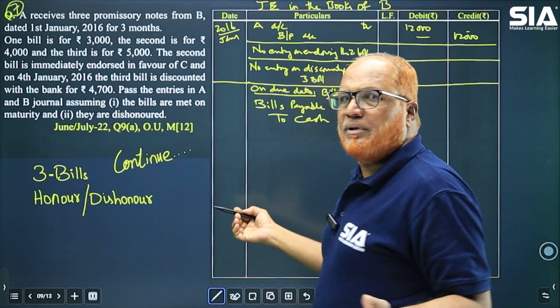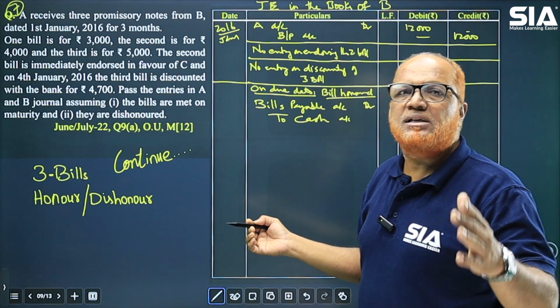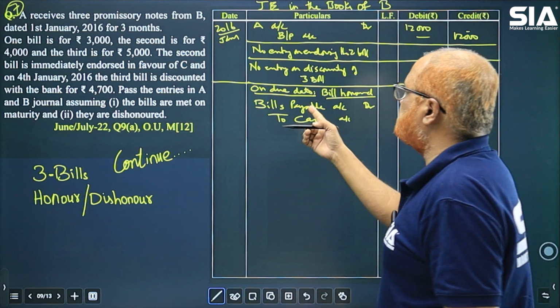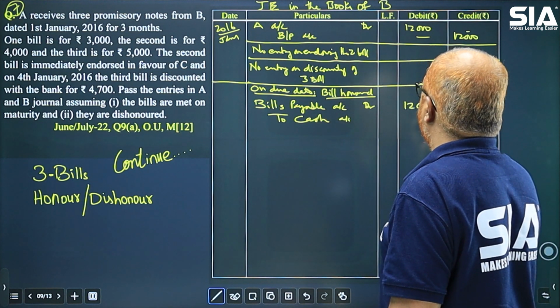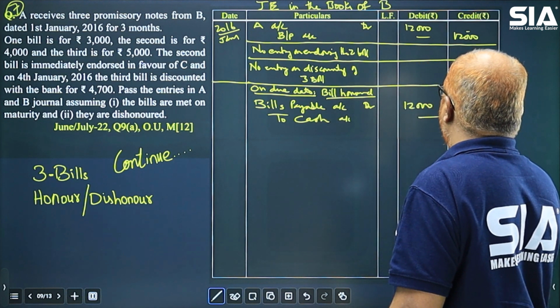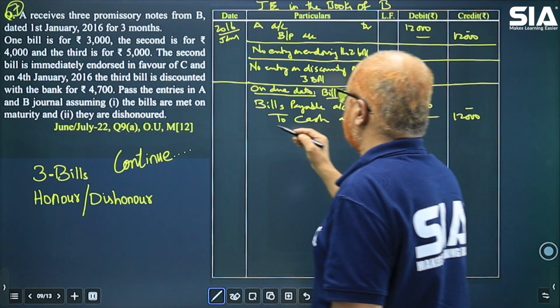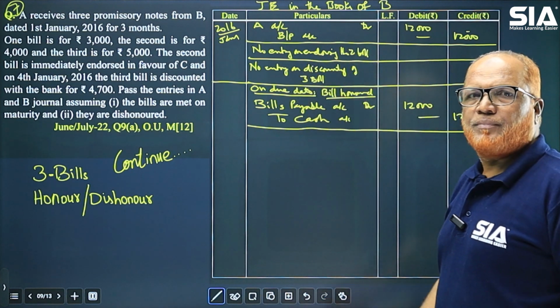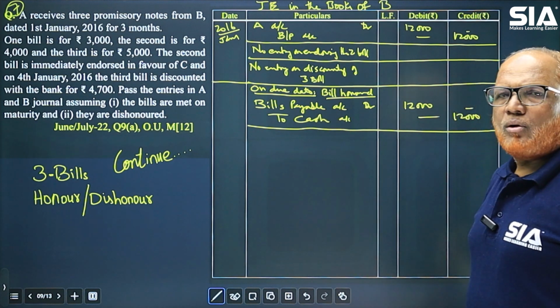So in total, all the three bills he is honoring. He is paying the amount. So bills payable account debit 12,000 and bank account or cash account credit 12,000. You can write cash or you can write bank, anything you can write. So all the three bills are honored.